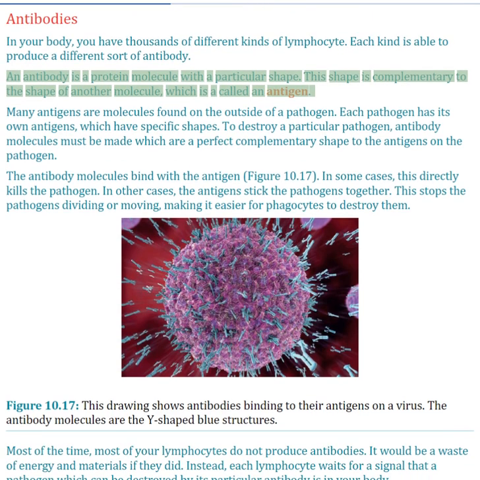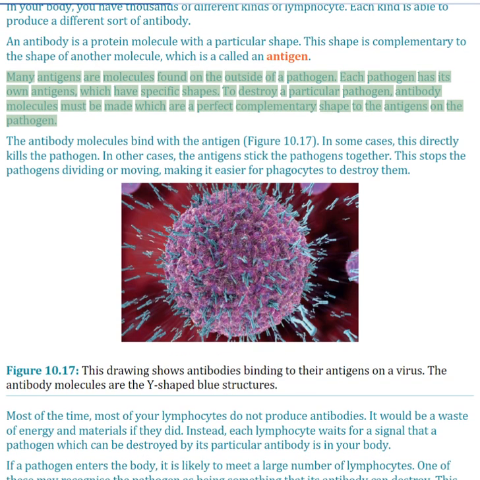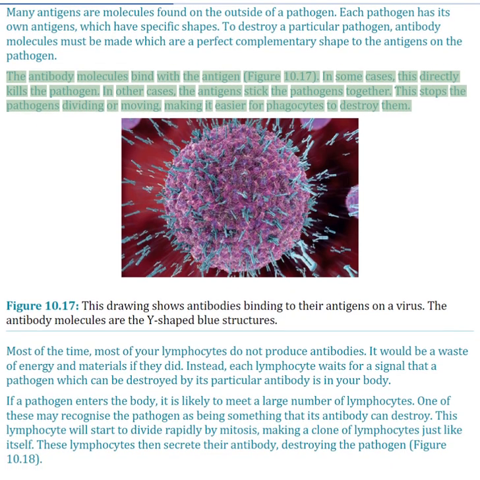An antibody is a protein molecule with a particular shape. This shape is complementary to the shape of another molecule, which is called an antigen. Many antigens are molecules found on the outside of a pathogen. Each pathogen has its own antigens, which have specific shapes. To destroy a particular pathogen, antibody molecules must be made which are a perfect complementary shape to the antigens on the pathogen. The antibody molecules bind with the antigen.